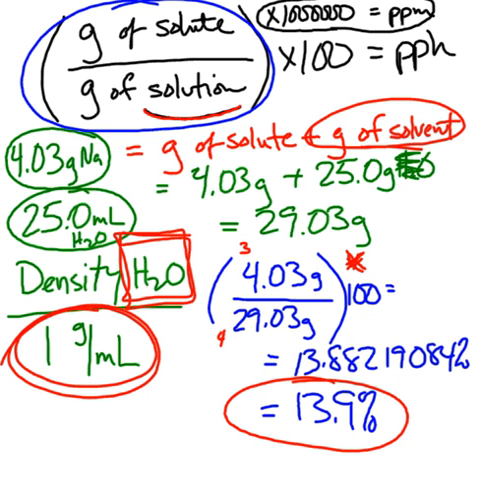So you're good. Okay? So mass of solute over mass of solution times 100 equals parts per 100. Mass of solute over mass of solution times 1,000,000 will get parts per million.